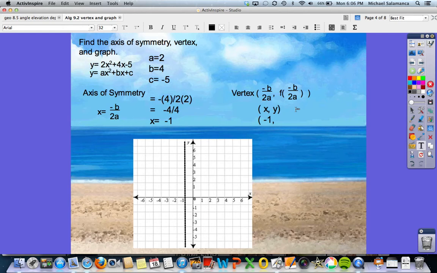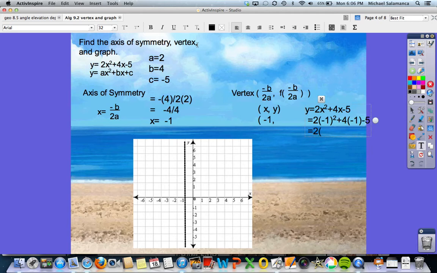take your original equation, y equals 2x squared plus 4x minus 5. And you're going to substitute your x value for your vertex, which is the same as your axis of symmetry. So 2 times negative 1 squared plus 4 times negative 1 minus 5.